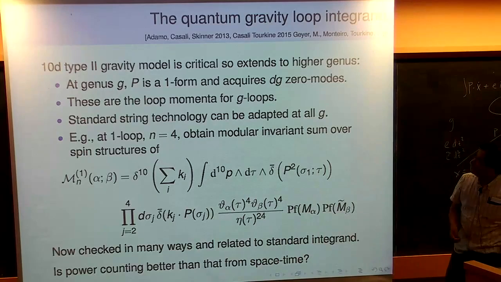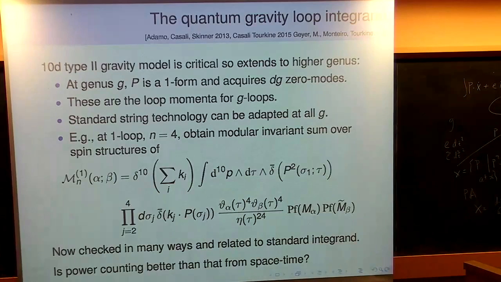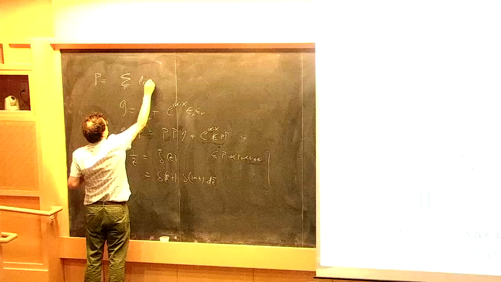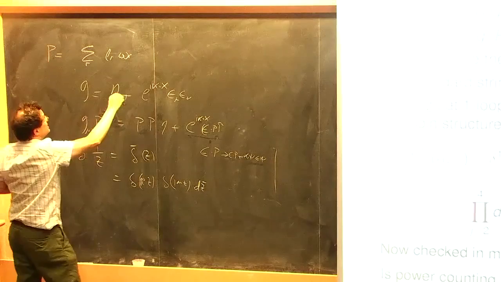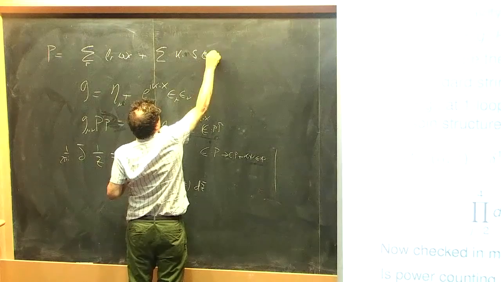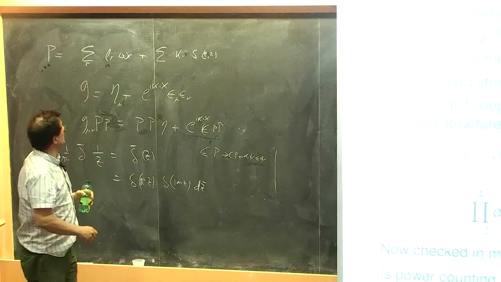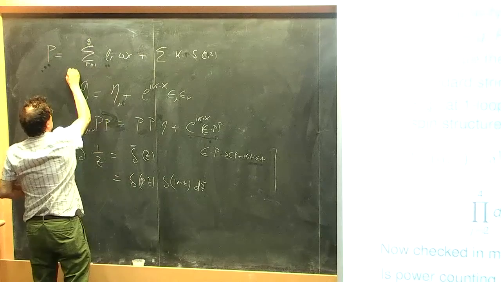P squared is zero. Sorry, the P squared will be zero, but you see, what we're going to have is that P is going to be equal to a sum over r of l_r omega_r, where omega_r is the basis of holomorphic one forms. There'll also be a sum of k_i of the external particles times some Green's function S, sort of z minus z_i or something. And so this P squared will be zero, but these l's will not. So this is r equals 1 to g. So omega_r is the basis of H^1.